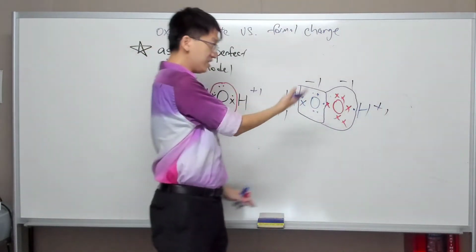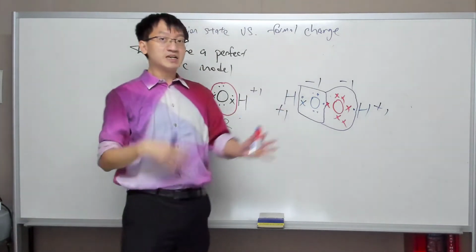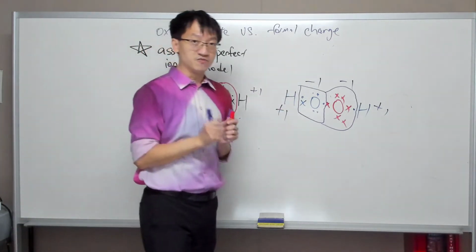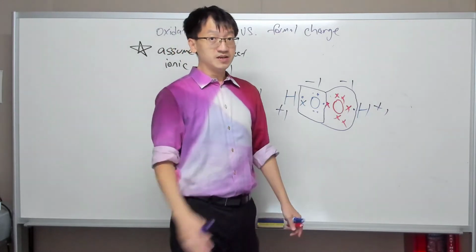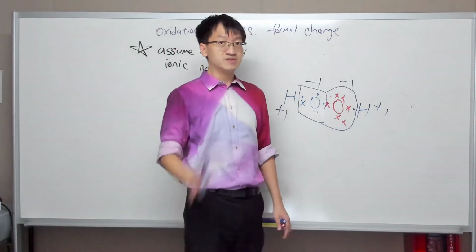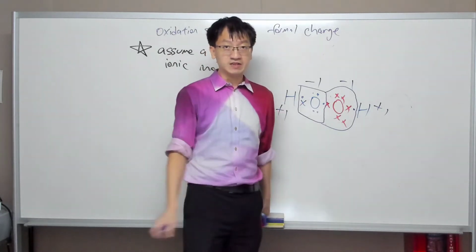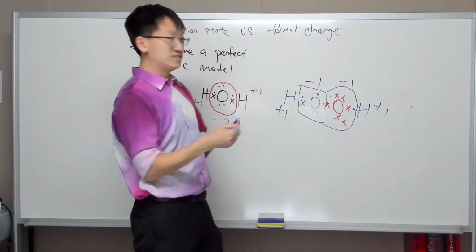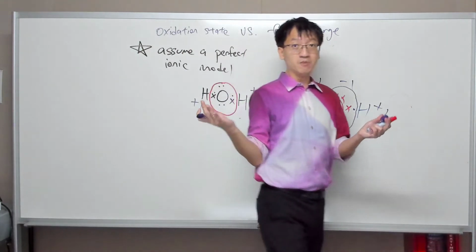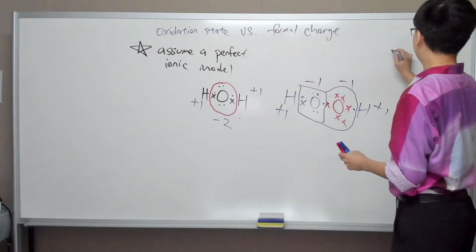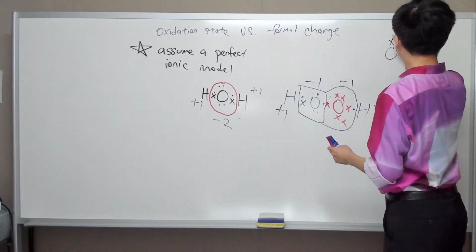This method of calculating, sometimes we call it the fundamental method of determining oxidation states. We can actually use this method to determine the oxidation state for all compounds. For example, if you are interested in determining the oxidation state of methane, you can easily do that, because methane is like this.